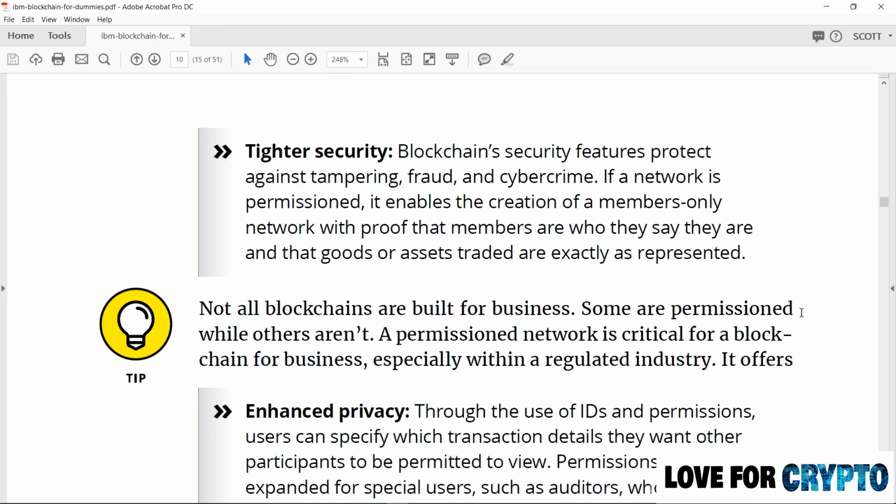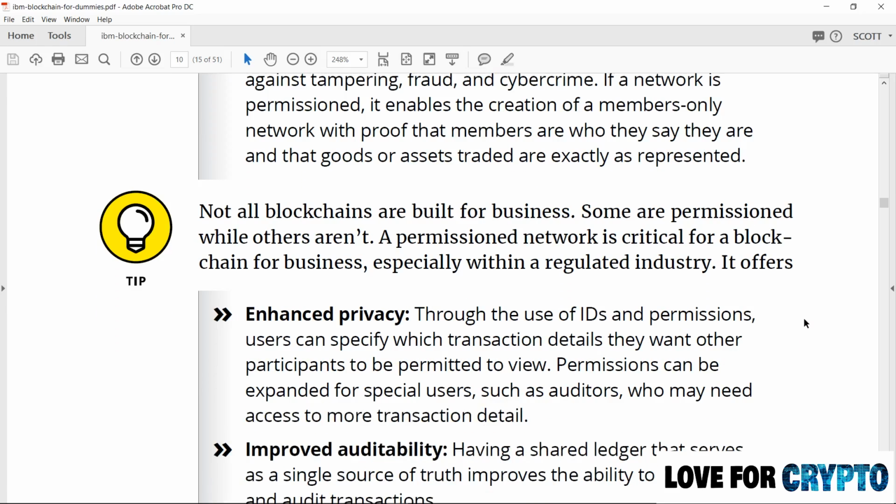Tighter security. Blockchain security features protect against tampering, fraud, and cybercrime. If a network is permissioned, it enables the creation of a members-only network with proof that members are who they say they are and that goods or assets traded are exactly as represented. So a little tip to bear in mind here, not all blockchains are built for business. Some are permissioned while others aren't. A permissioned network is critical for a blockchain for business, especially within a regulated industry.